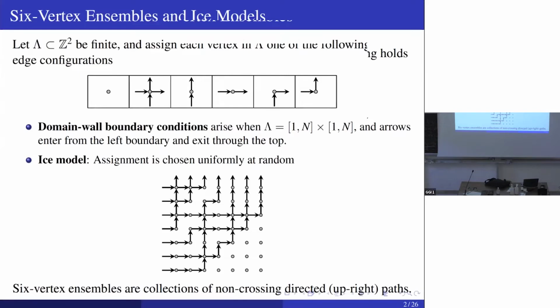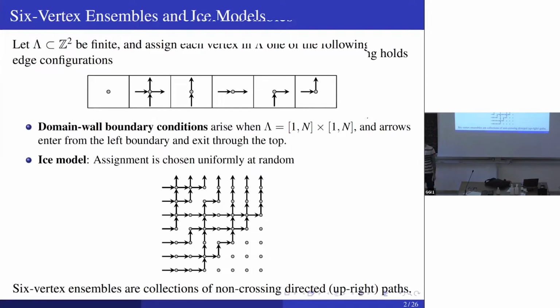Over here, you have no arrows entering, no arrows exiting. Here you have 2 arrows entering, 2 arrows exiting. And each of these 4, you have 1 arrow entering and 1 arrow exiting. The 6-vertex rule is that the same number of arrows come in as go out. Okay, so domain wall boundary condition is defined by taking your domain Lambda to be an n by n square and stipulating that all arrows enter through all sides of the left boundary, and exit through all sides of the right boundary.